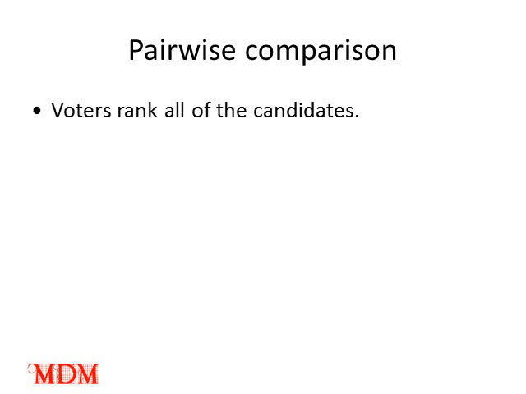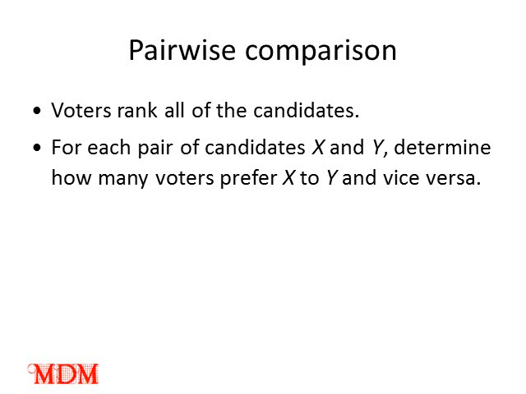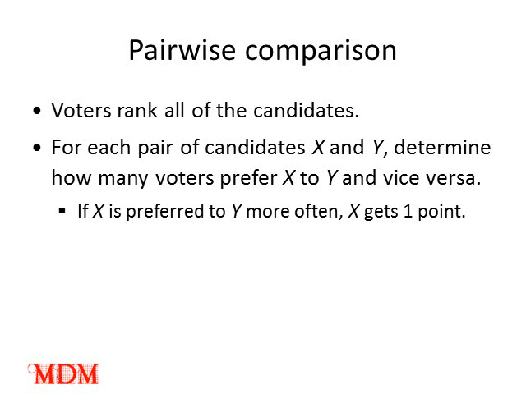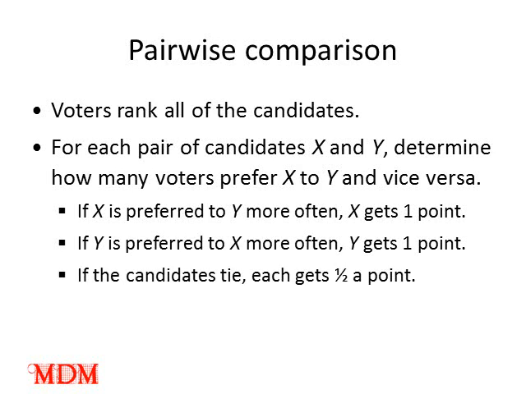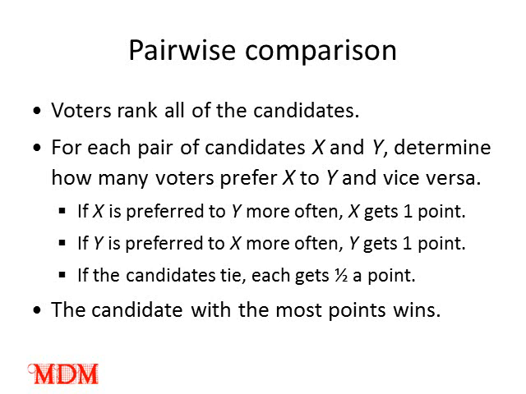Now let's look at pairwise comparison. This is our fourth of the preference voting methods. Voters rank all of the candidates. For each pair of candidates X and Y, determine how many voters prefer X to Y and vice versa. If X is preferred to Y more often, X gets a point. If Y is preferred to X more often, Y gets 1 point. If the candidates tie, each get half a point. The candidate with the most points wins.